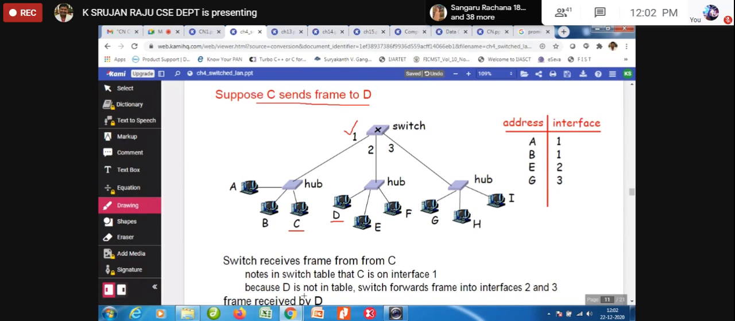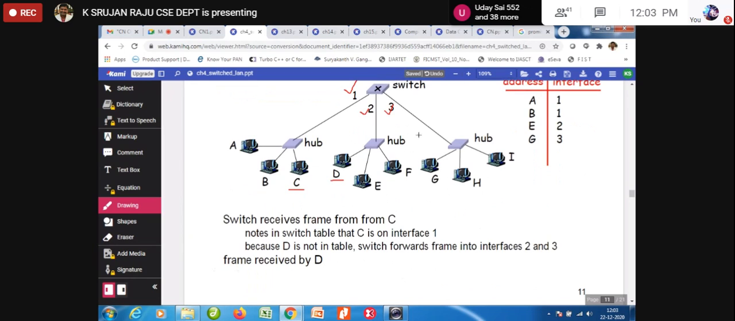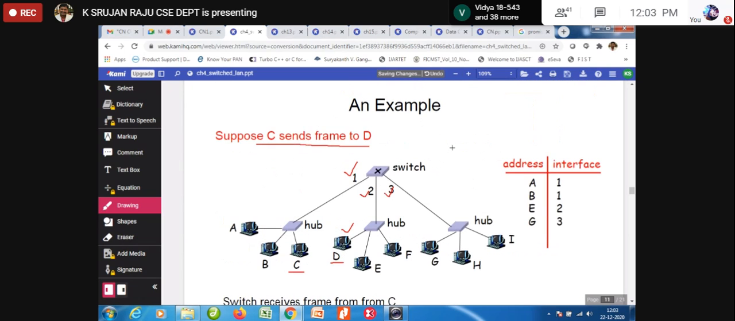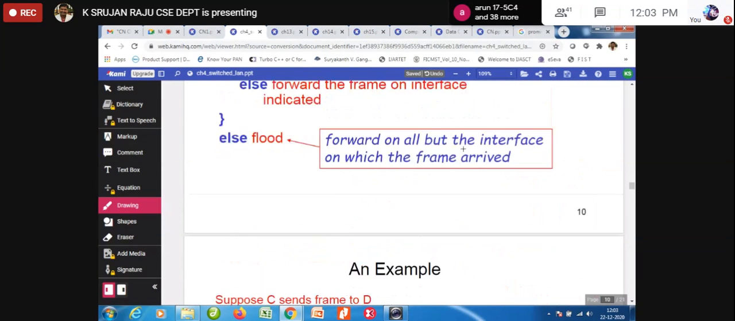And because D is not in the table, what is it going to do? The switch forwards the frame to interfaces 2 and 3. Once it comes to 2, the hosts D, E and F are connected there, so the frame is received by D. This is the way it forwards it.